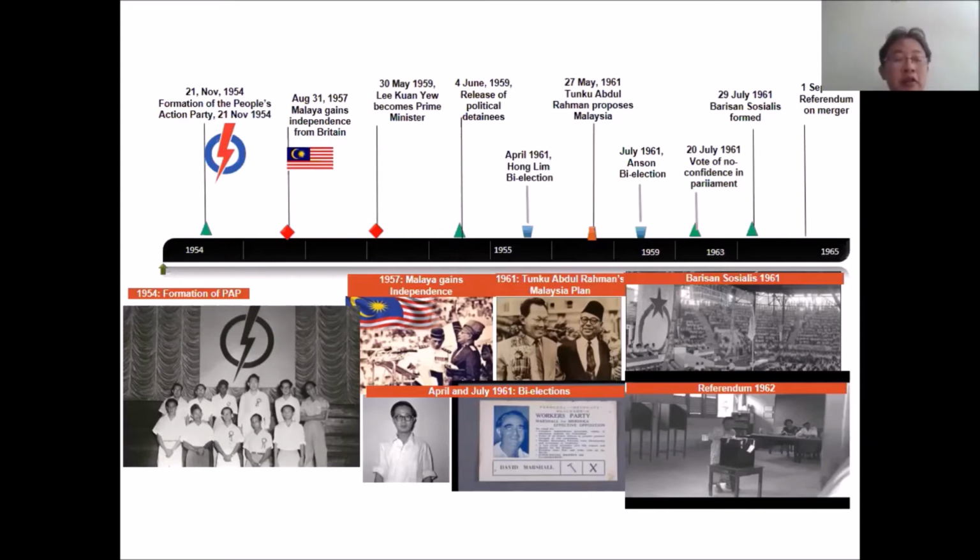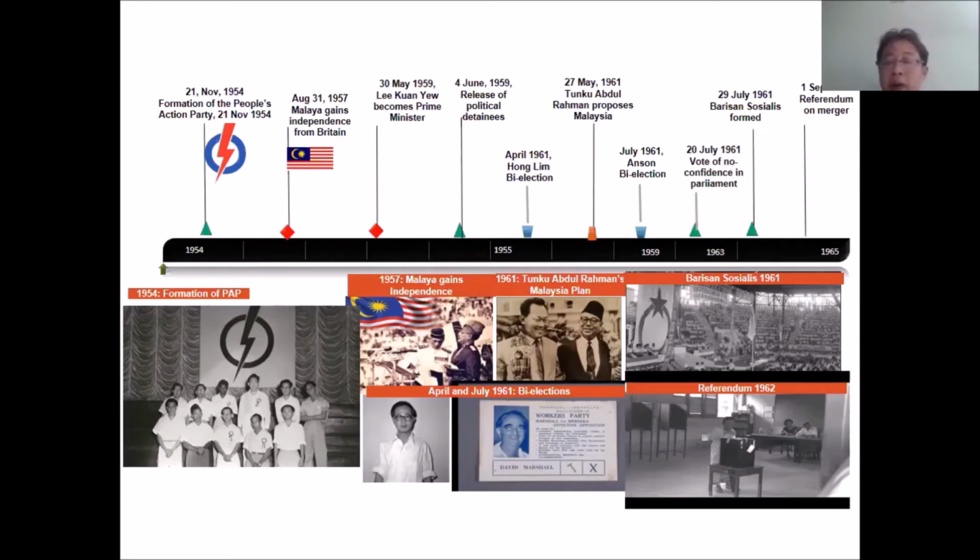In August 31st, 1957, Malaya gains independence from Britain. And Singapore citizens are wondering, when is our turn? On 30th of May 1959, Lee Kuan Yew becomes the Prime Minister of Singapore. He promises that we will try to achieve independence through merger with Malaysia. He had also made a promise in earlier elections that he would free those pro-communist and leftists who had been arrested by the British. So on 4th of June 1959, he releases them.